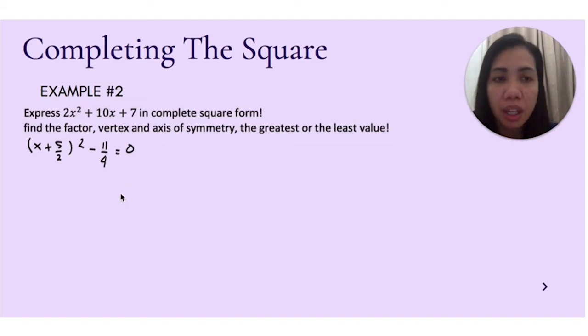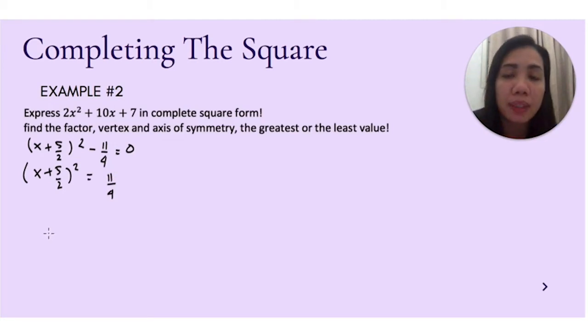Then the next thing, we are asked to find the factors. What is the factor? The factor is x equals what? So here, actually, we can move this to the left side. So here x plus 5 on 2 squared equals 11 on 4. The next thing, because we want to find x equals what, here we have to make this square disappear. How to make it? Just by taking the square root of both sides.